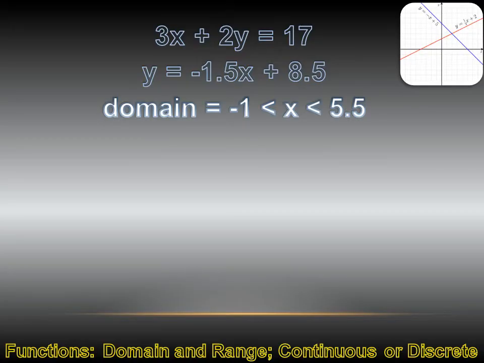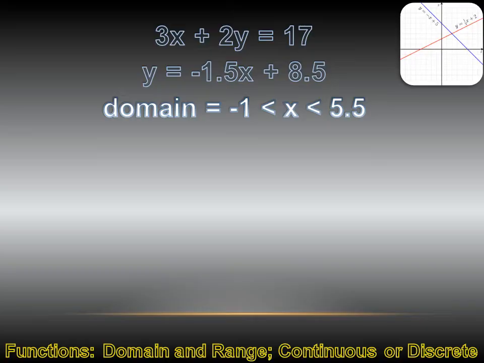And so this time I'm going to look at a domain of x between minus 1 and 5.5. My domain is x values that are greater than minus 1 but less than 5.5. And you'll frequently see domain defined that way with inequality signs surrounding an x value. And what that means is that every x value between minus 1 and 5.5 is in consideration.